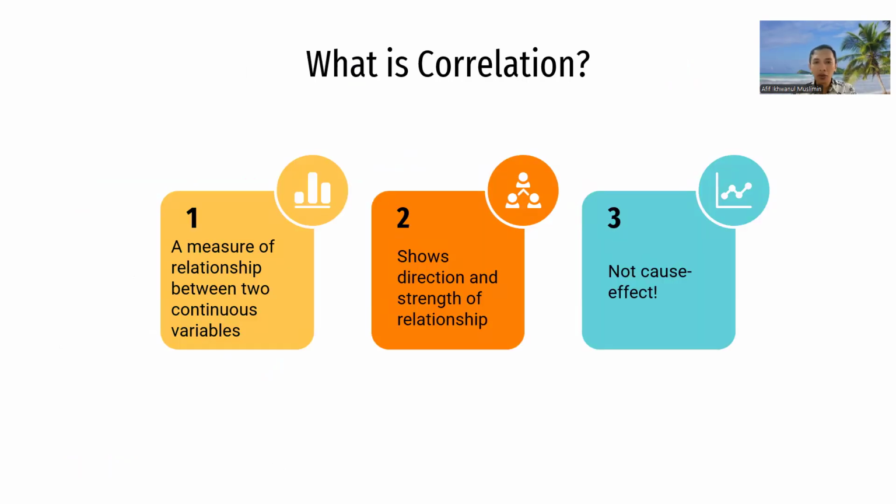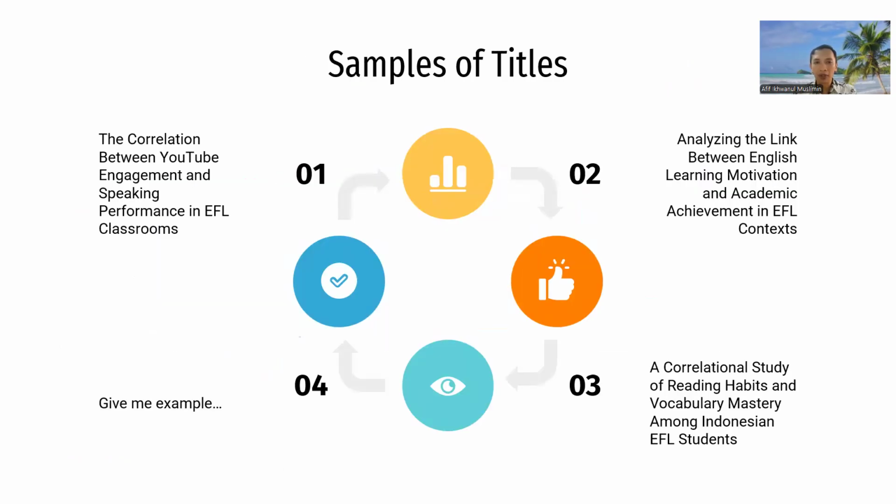Now, after you finish doing a normality test and the data is normal, you can go to the correlation test, or Pearson correlation test. But before we go there, you have to remember what a correlation study is. This is a study that measures the relationship between two continuous variables, and there will be discussions about direction and strength. It doesn't mean that we're going to discuss cause and effect. What we need to know is the relationship between variables.